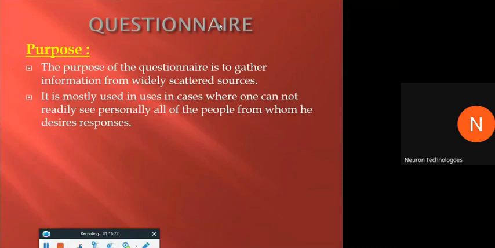It is mostly used in cases where one cannot readily see personally all of the people from whom he desires responses. Again, the researched or inputted data should be unbiased. It's better that you get the feedback not from a single area, but try to gather your inputted data from multiple areas. In this way, you can conclude, and there should be diversity in your inputted data as well, to see what people in one area are saying in their responses and questionnaires, and what the other area is saying.